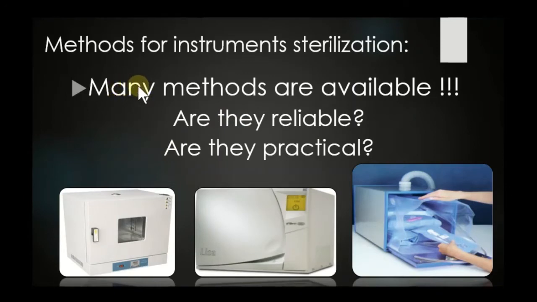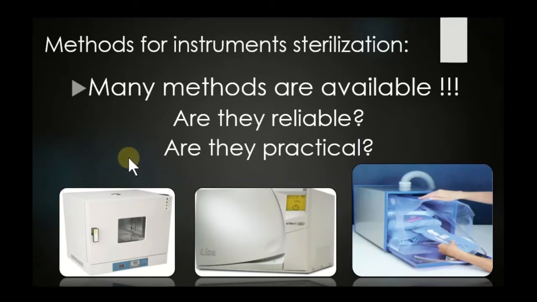So we have many methods that are available for instrument sterilization. We have the ethylene oxide sterilization, for example. We have the moist heat, the autoclave here, and we have the dry heat oven. So there are different methods for instrument sterilization. But are they reliable and are they practical?